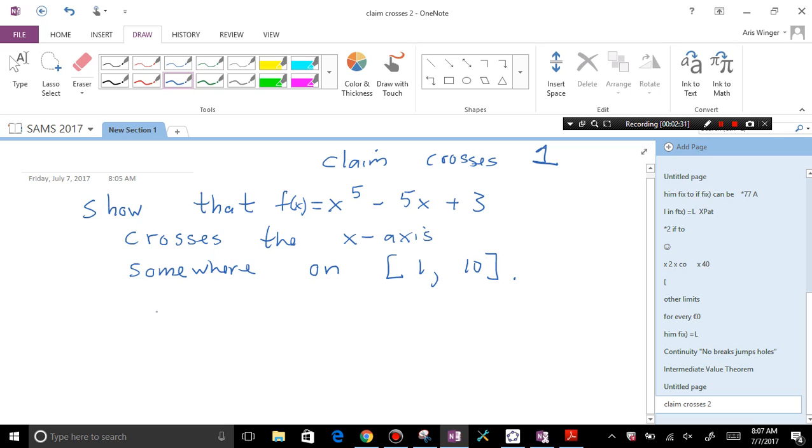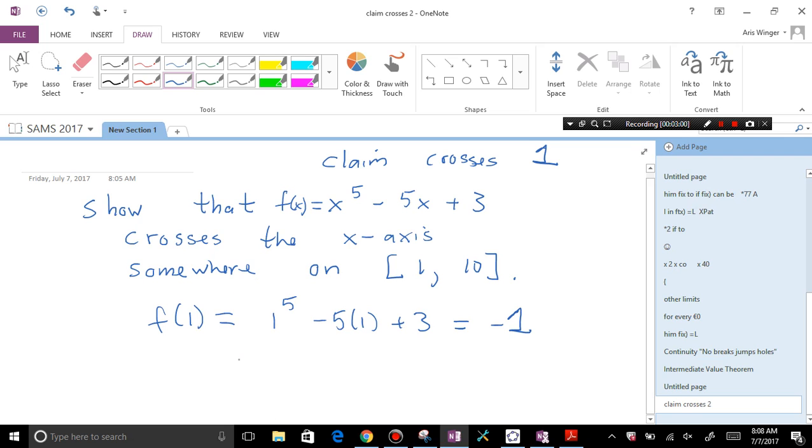F of 1 is 1 to the fifth minus 5 times 1 plus 3. That is -1. Go ahead. So because we know that's negative, we know that's below the x-axis, right? So this function, whatever it is, starts off below the x-axis. Go ahead. And then we can plug in 10.